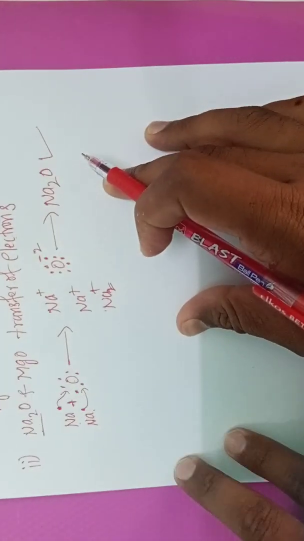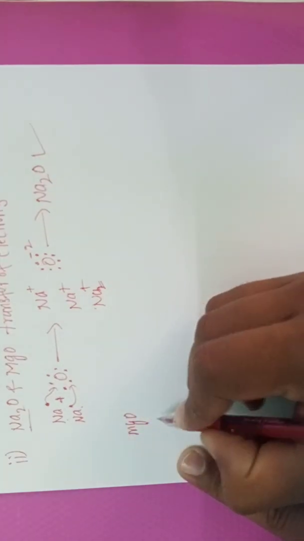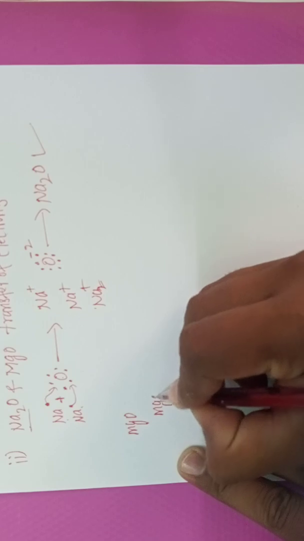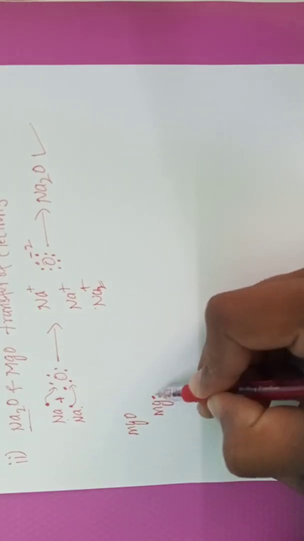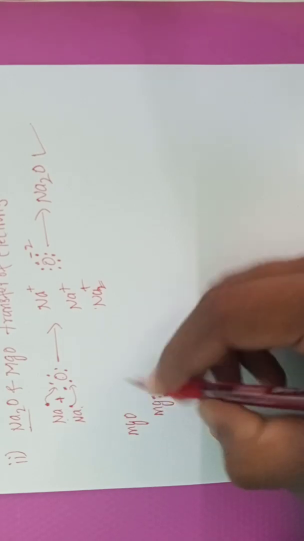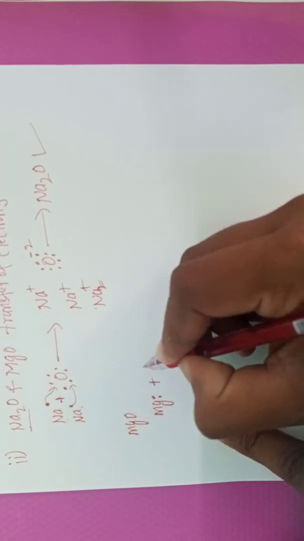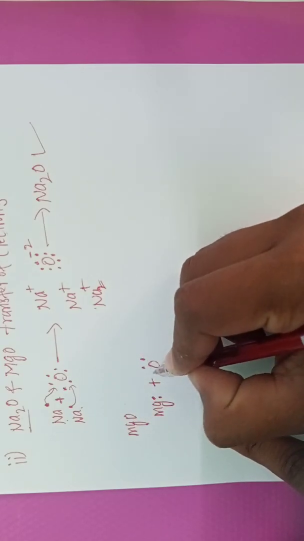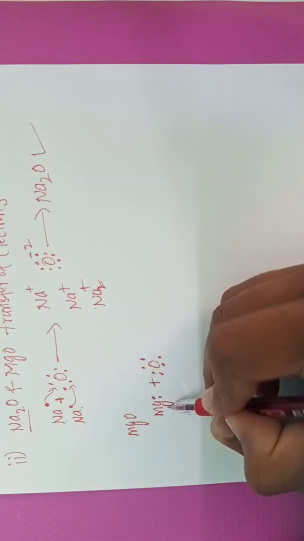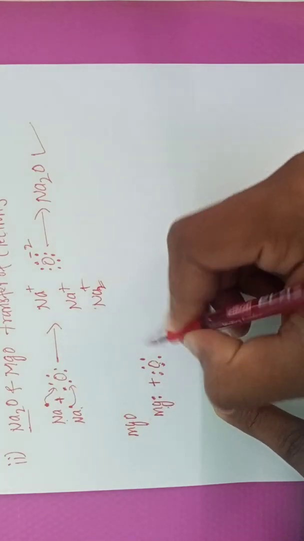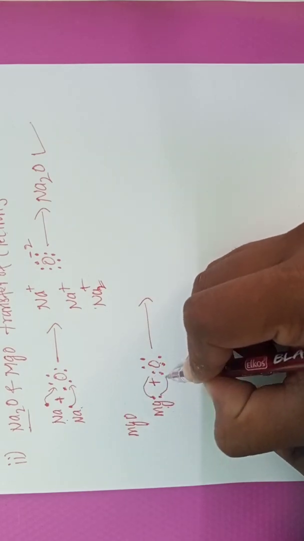So next is MgO, magnesium oxide. In the same way, magnesium has 2 electrons in the outermost shell, or valence electrons. This magnesium reacts with oxygen. Oxygen I have already written here with 6 electrons in its valence shell. So this is Mg and this is O. In the formation of MgO, 2 electrons are transferred from here to here.